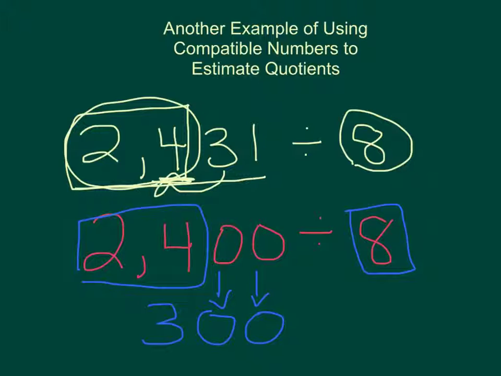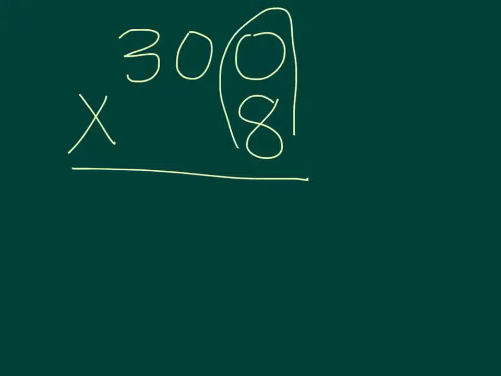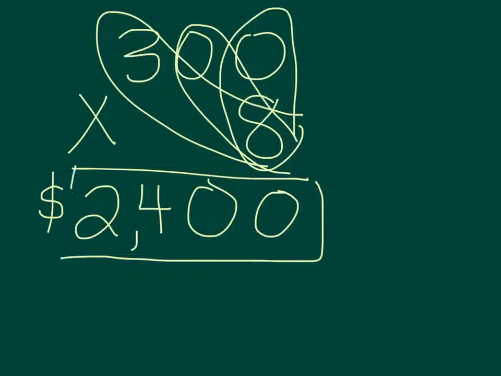Now if it asks you to check with multiplication, you would go back to your answer, which was 300. And you're going to multiply that times 8. And if we divided correctly, 8 times 0 is 0, 8 times 0 is 0, 8 times 3 is 24. And if you remember, our estimation was 2,400 in our division sentence. So it checks out.